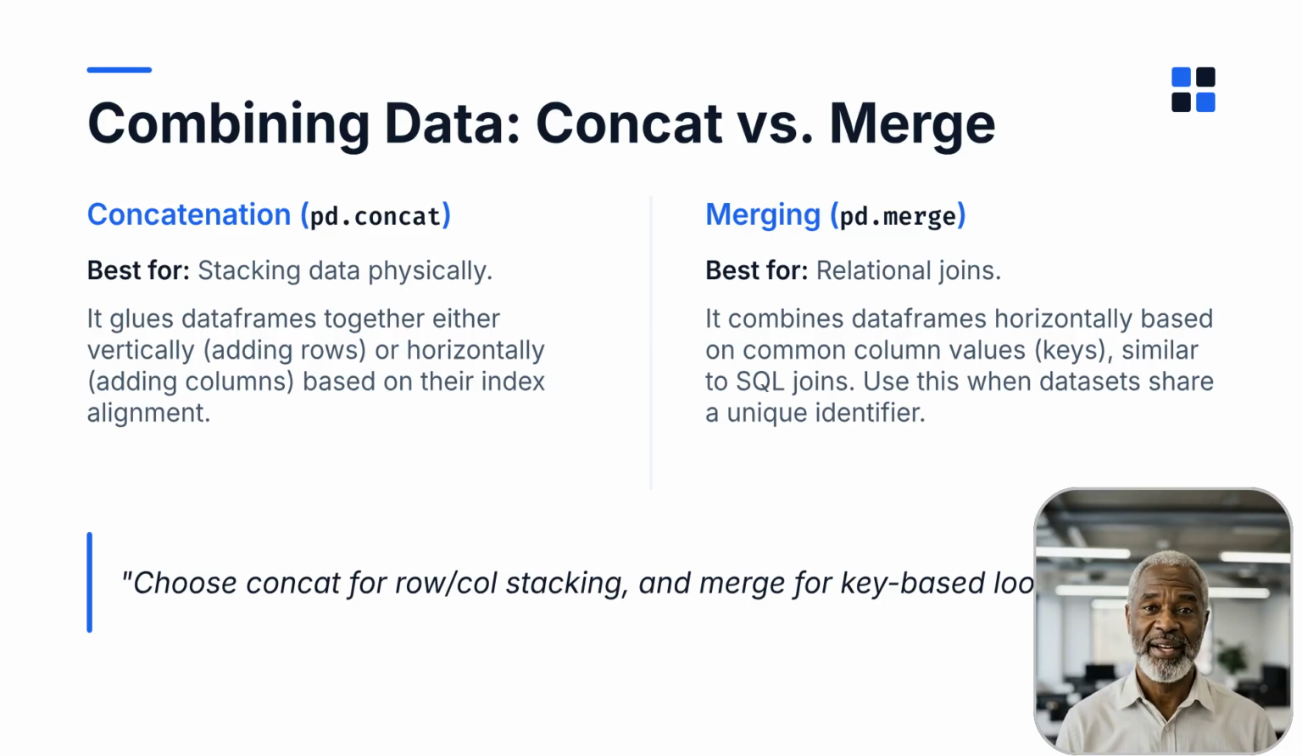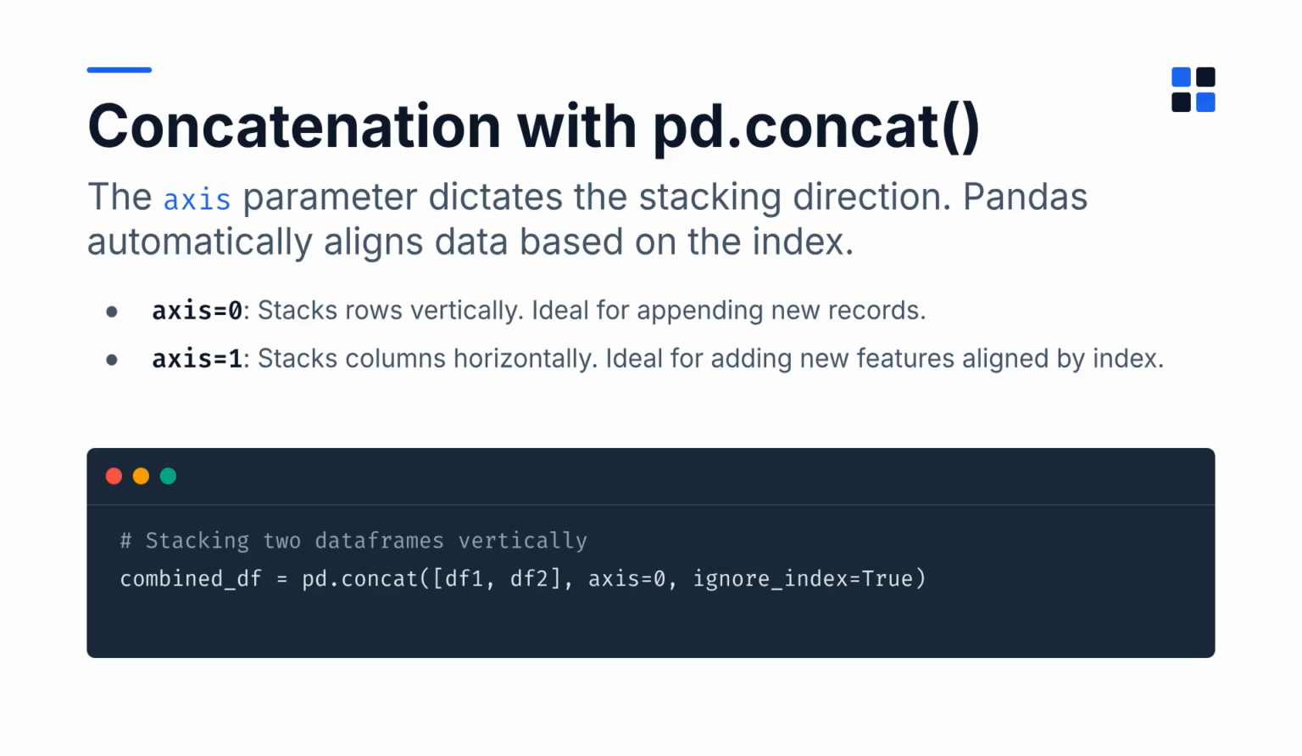When combining data, understand the difference between concatenation and merging. Use concatenation for physical stacking and merging for key-based relational lookups, similar to SQL joins. Using pd.concat, the axis parameter determines your stacking direction. Set axis to 0 to stack rows vertically, or 1 to add features horizontally, relying on index alignment.